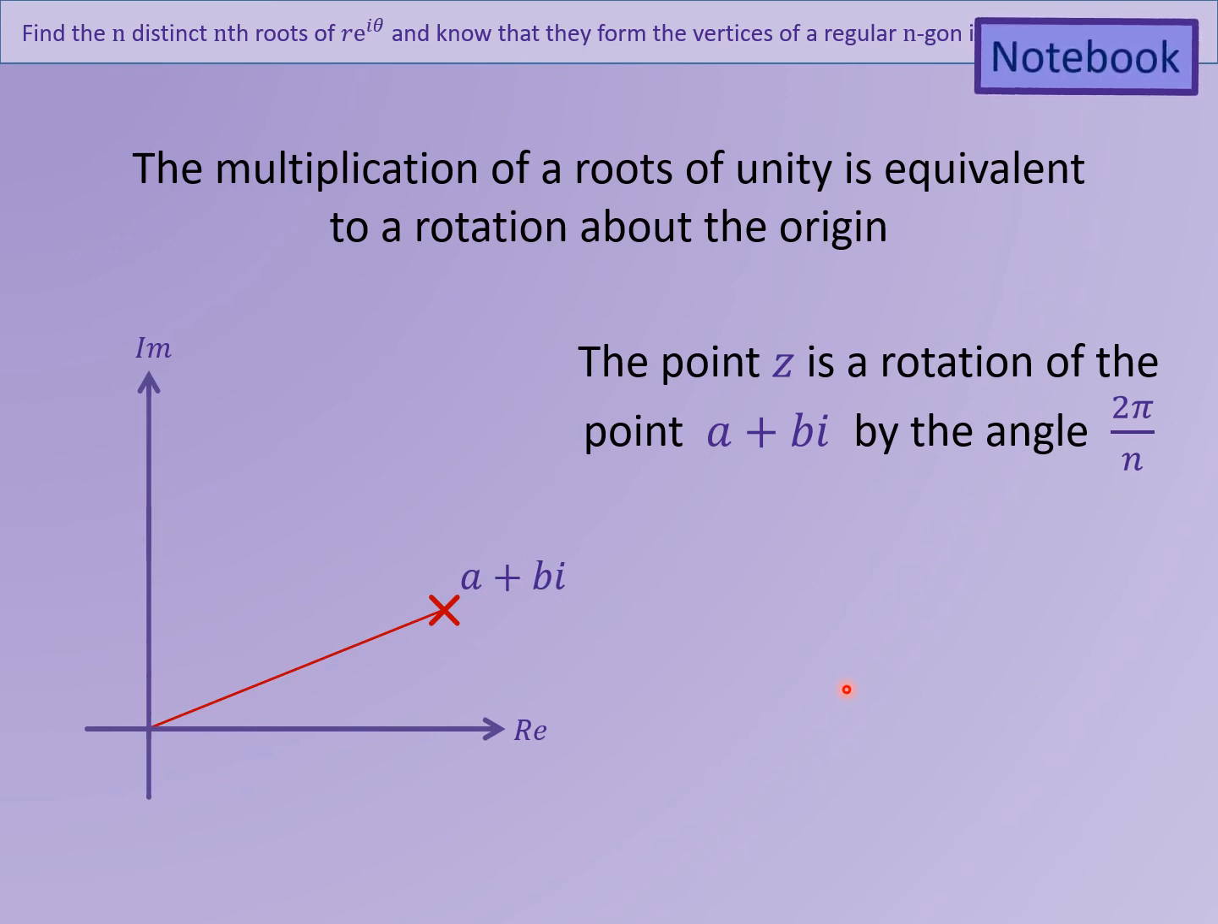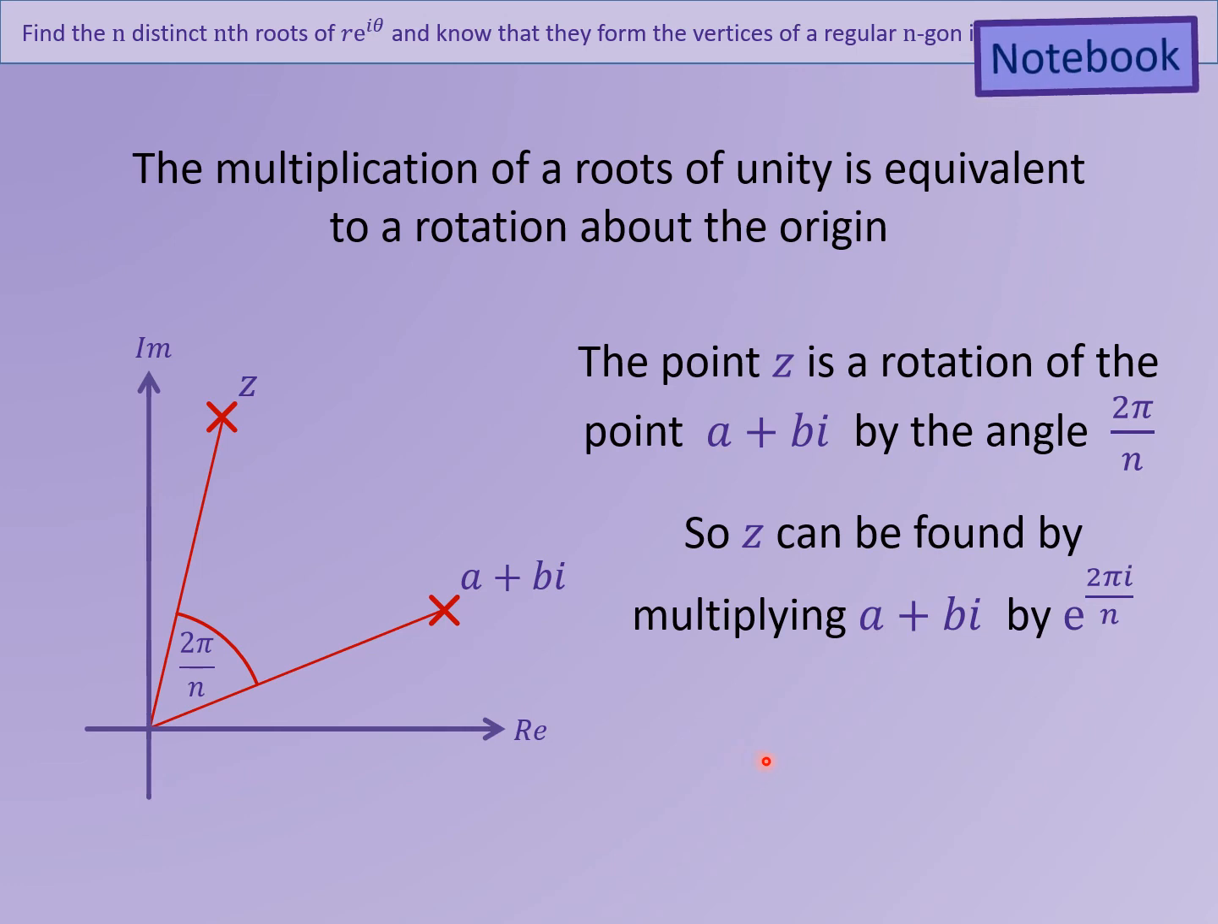So the point z, which we don't know, is a rotation of the point a plus bi by the angle 2 pi over n. So where would it go to? Well, if that's 2 pi over n, I don't know how big that is, I'm just doing it as a rough guess, then I know that it's going to go from there to there.